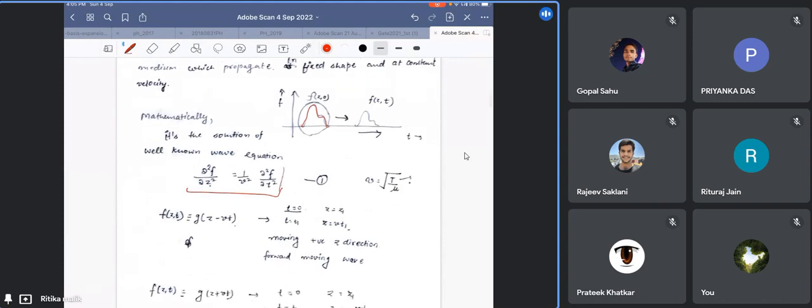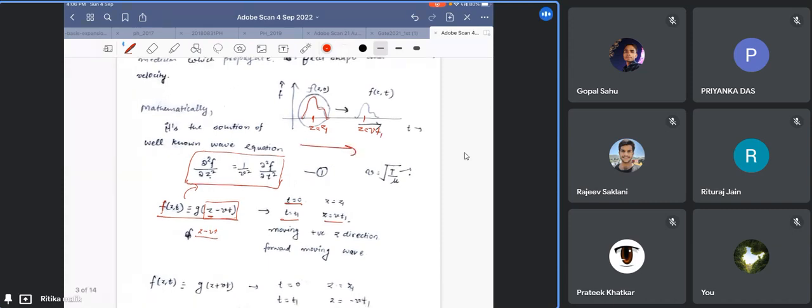Generally, the solution of this wave equation has the form of a function f of z minus vt, meaning it has to be linear in z and t. If this is the form that we see and it satisfies this equation, then we can say that f represents a wave. Since it is given by z minus vt, if you look at time t equals 0, our function is at z equals z1, and at time t equals t1, the function is at z equals vt1. That means it is moving in the positive direction of z. So we call this kind of wave a forward moving wave.